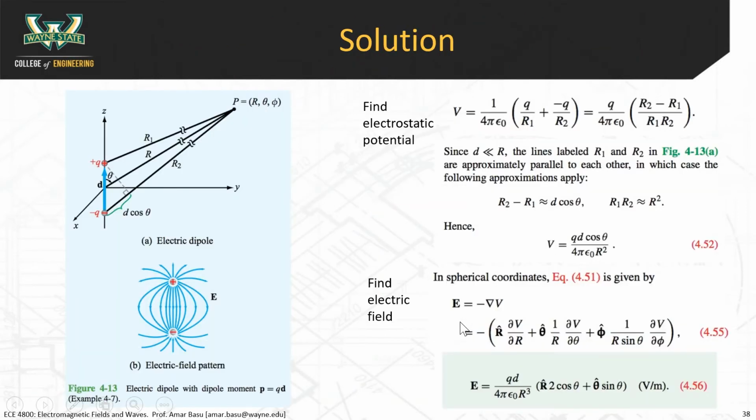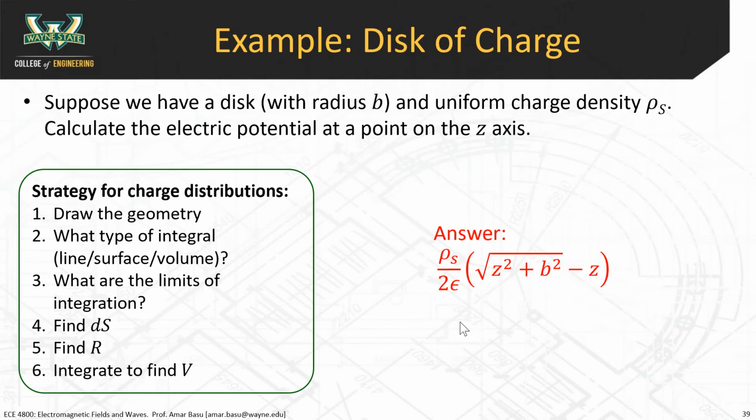All right, so let's get right to it. So we'll go right into an example here. So we have an example where we have a disk of charge. So suppose we have a disk with radius b and uniform charge density rho sub s. Calculate the electric potential at a point on the z-axis.